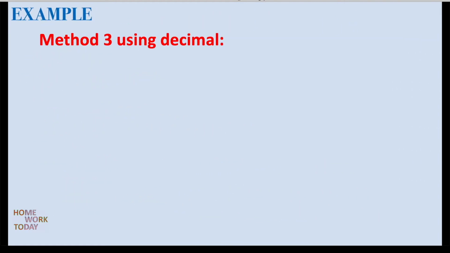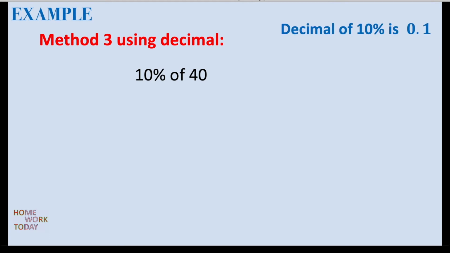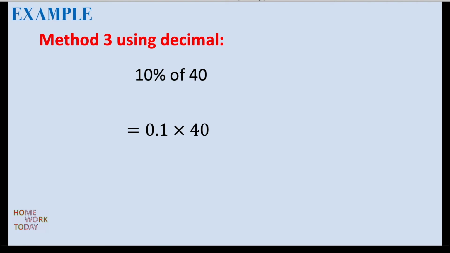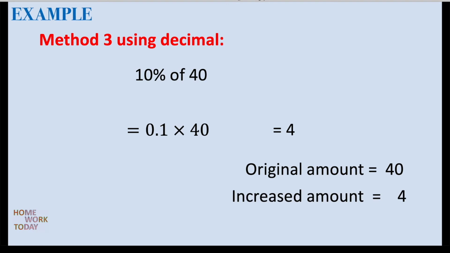Method 3 using decimal. First, finding 10% of 40. 10% in decimal is 0.1. Of in maths means times. Directly multiplying 0.1 by 40, we get 4. Now original amount is 40. 10% of 40 is 4. After 10% increase, 40 becomes 44.